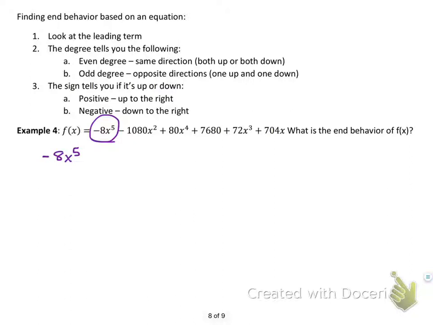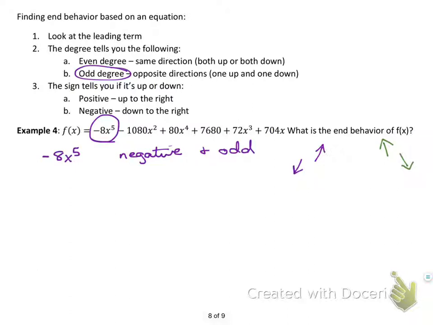That means that it is negative and odd. Now when you have an odd function, if it's an odd degree, it goes in opposite directions. One goes up and one goes down. So if one goes up and one goes down, and I'm talking about the end values, I have these options. One goes up and one goes down, or one goes up and one goes down.